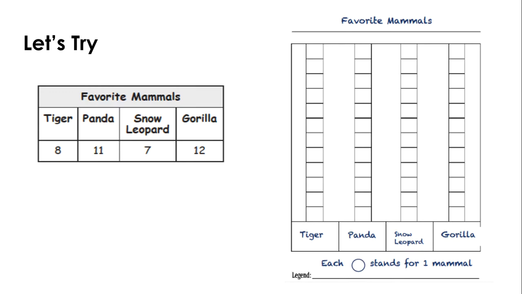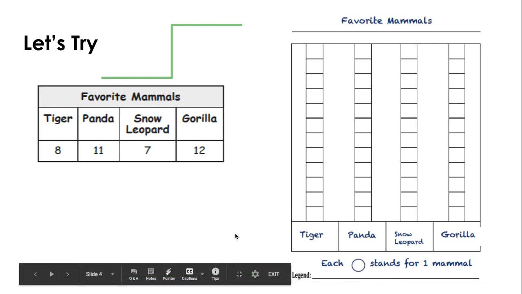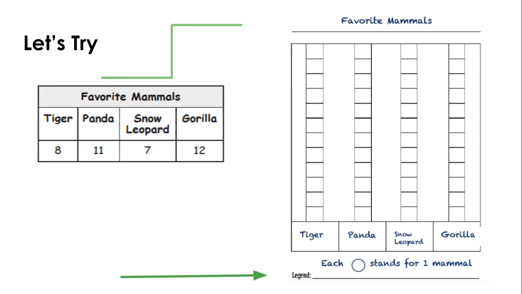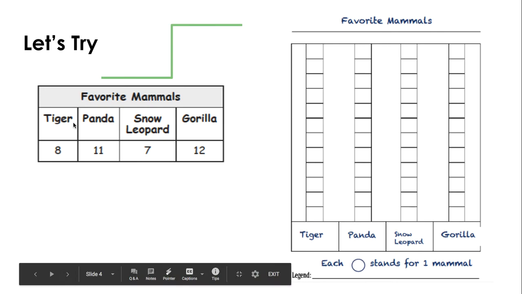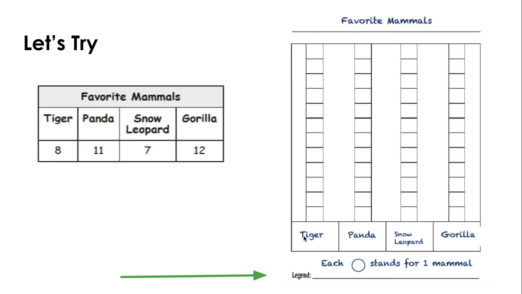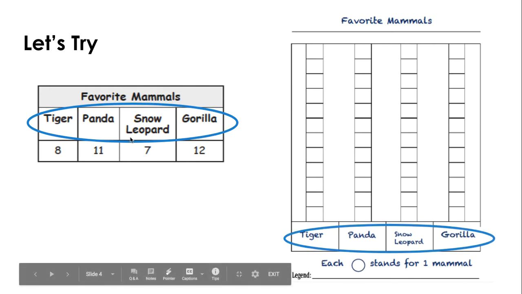This table has our favorite, well, not our favorite, but the packet's favorite mammals. You'll notice that favorite mammals is in the table, and again, it is the same title as the picture graph. Down here, the legend is already done for us. Each circle stands for one mammal. So this time, we are going to be drawing the circles ourselves. Pretty neat. Let's start on the left. We see tiger first, and tiger is written as the first category here. Right? And we want to keep our categories consistent. Tiger starts here. Tiger starts here as well.